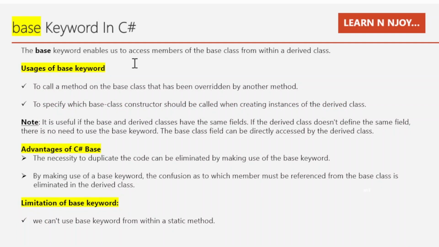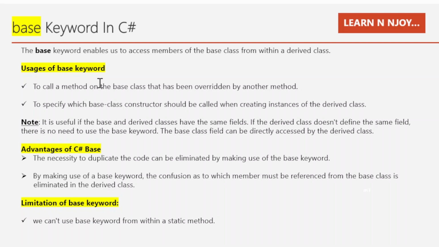Base keyword in C Sharp. What is the C Sharp base keyword? The base keyword enables us to access members of the base class from within a derived class. Let's suppose we have a base class and one derived class of it, and in the derived class we have the same field or method as the base class has. So in order to access a member of the base class from the derived class, we use the base keyword.